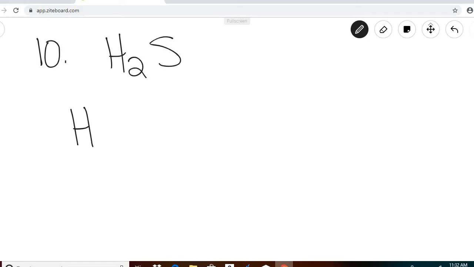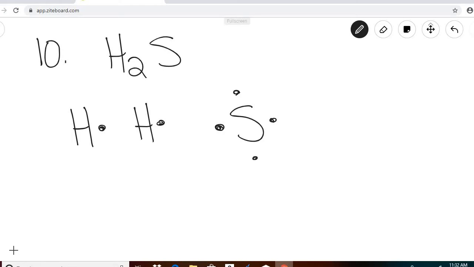Number 10, what is the shape of H2S? So this would be a dihydrogen sulfide molecule. So again, we have 2 hydrogens. They each have 1 electron, and the sulfur has 6.